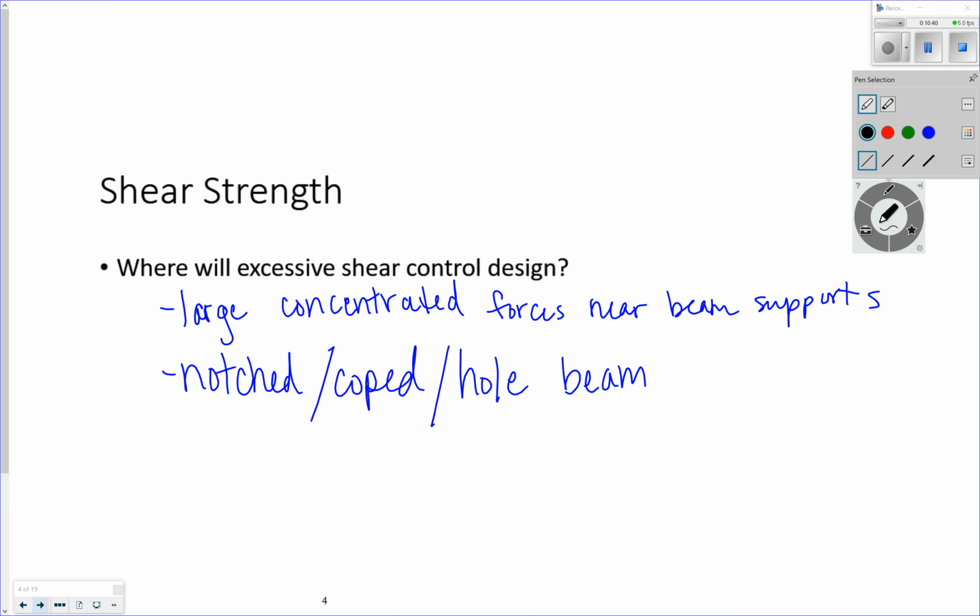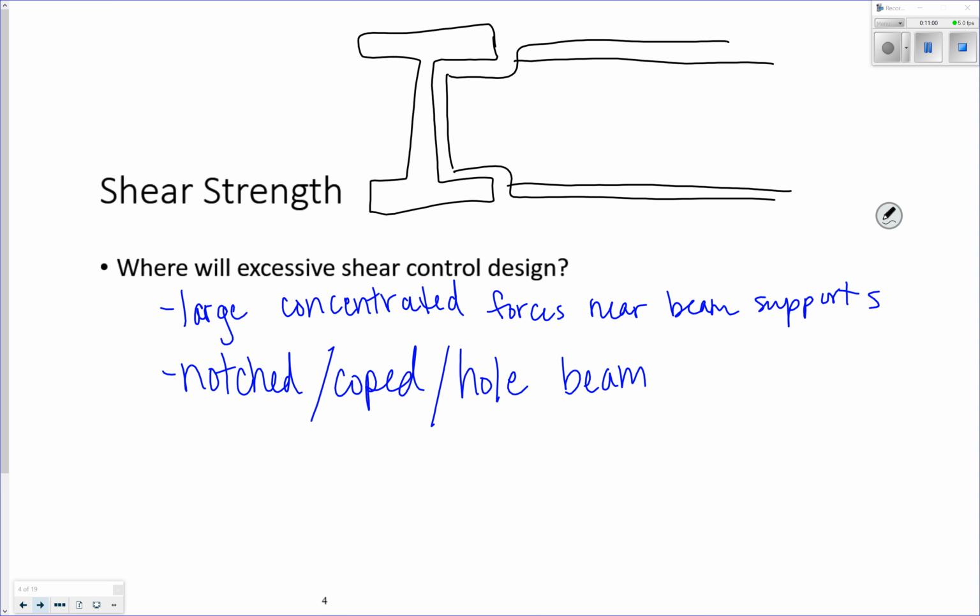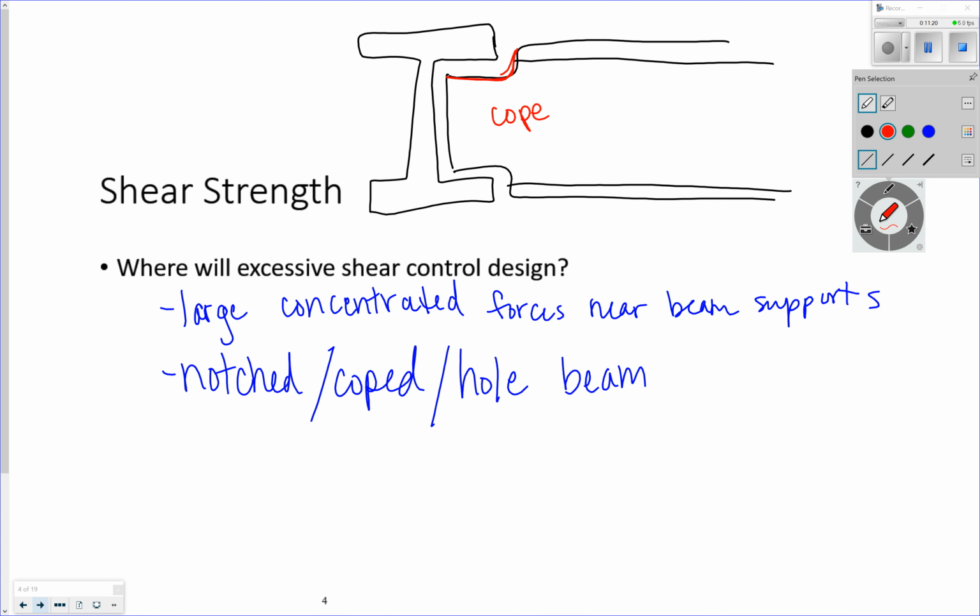Sometimes when you get near a connection, a beam gets cut off a little bit to allow room for what it's attaching to, right? This is kind of an elevation here. This is your I-beam, maybe a beam connecting to a girder, right? So this right here is how I'm going to cope my beam.